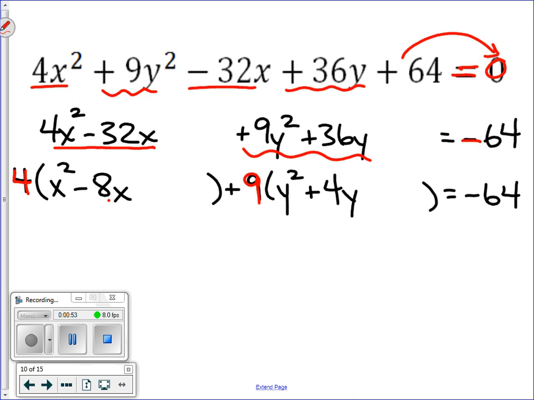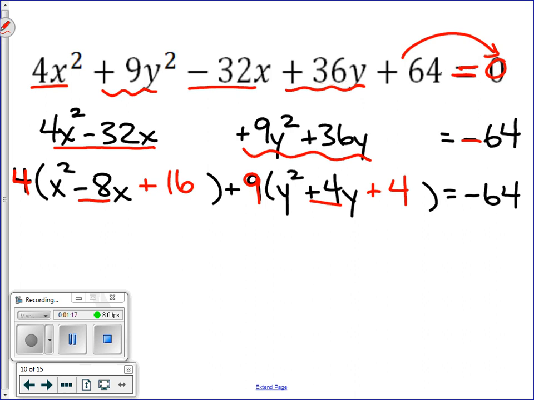Now we're going to take negative 8, we're going to divide it by 2. Negative 8 divided by 2 is negative 4. Negative 4 squared is positive 16. Over here, we're going to take the positive 4 on the inside here, what's in front of the non-squared term. So we have 4 divided by 2 is 2. 2 squared is 4. So I'm adding 4 on the inside.